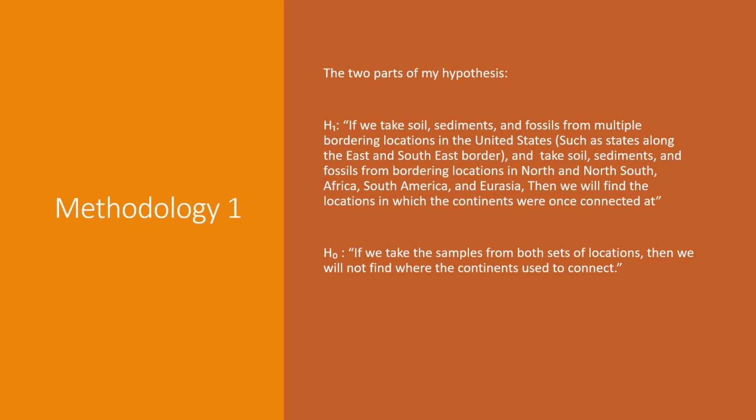from multiple bordering locations in North America, such as states along the east and southeast border, and then take soil, rock sediments, and fossils from plants, animals, and other organisms from bordering locations in north and north-south of Africa, South America, and Eurasia, then we will be able to find locations in which these continents were once connected at, without the break of the oceans between them, of course.